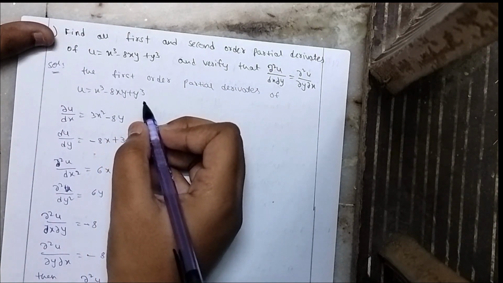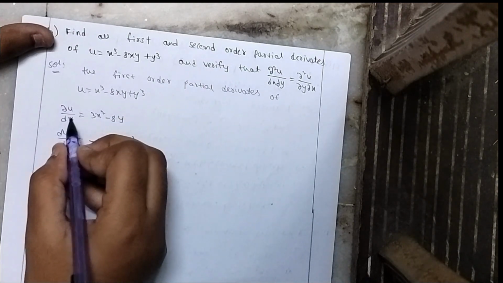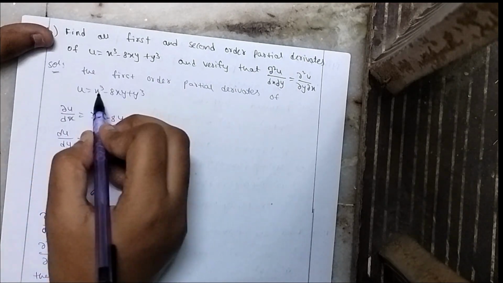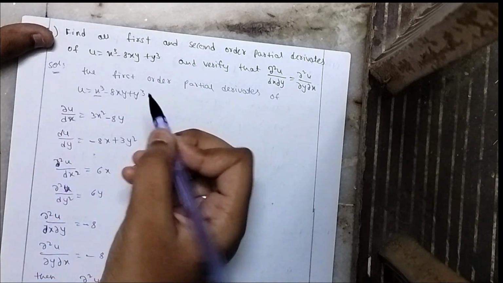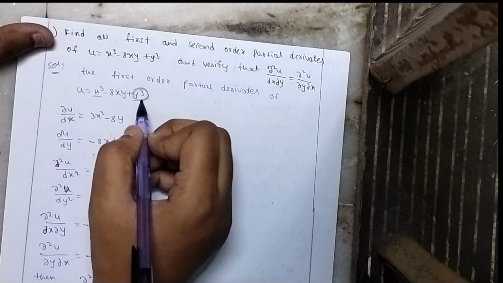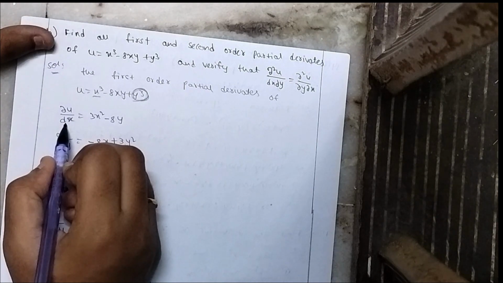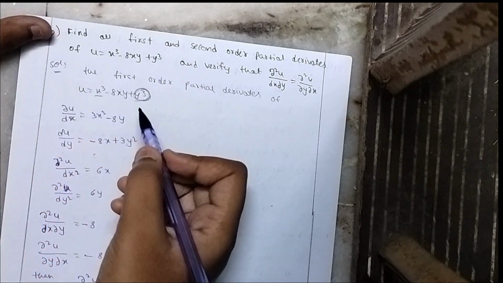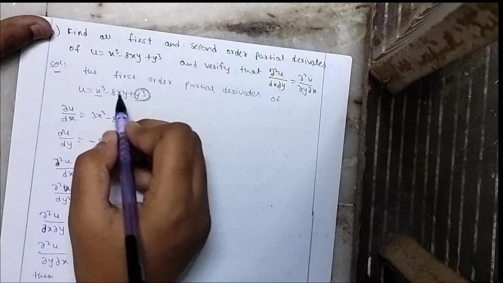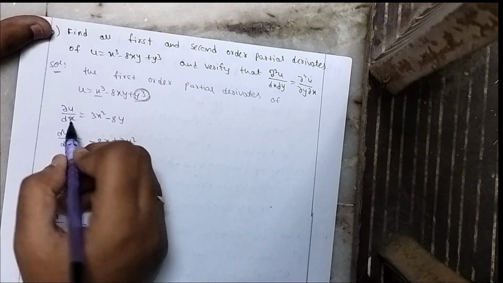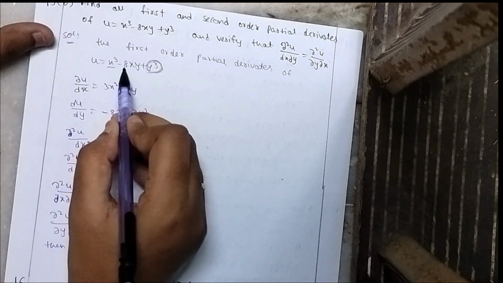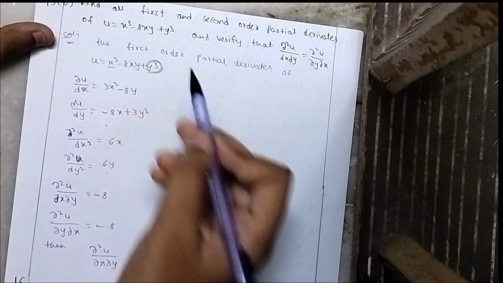So here only taking the x value, that means differentiating the terms which have x. So x³ is taken, and y³ we are not differentiating, so its value is 0. x to the power 3 gives 3 into x^(3-1), so 3x² - 8y, x is eliminated. And ∂u/∂y, that means -8x + 3y².